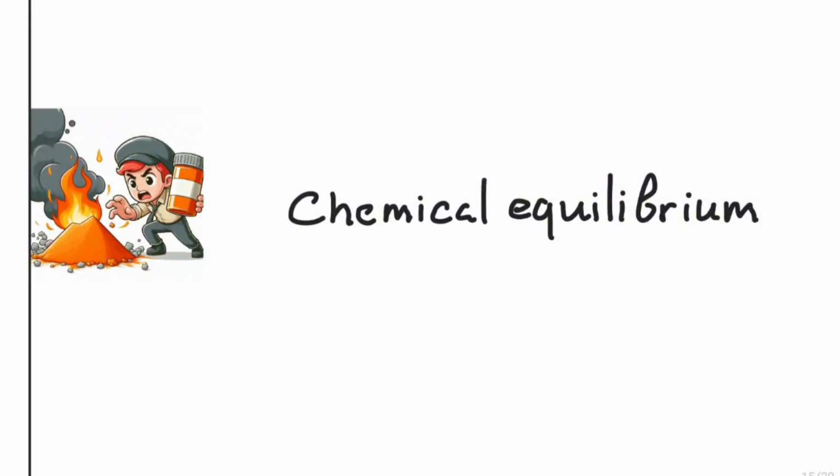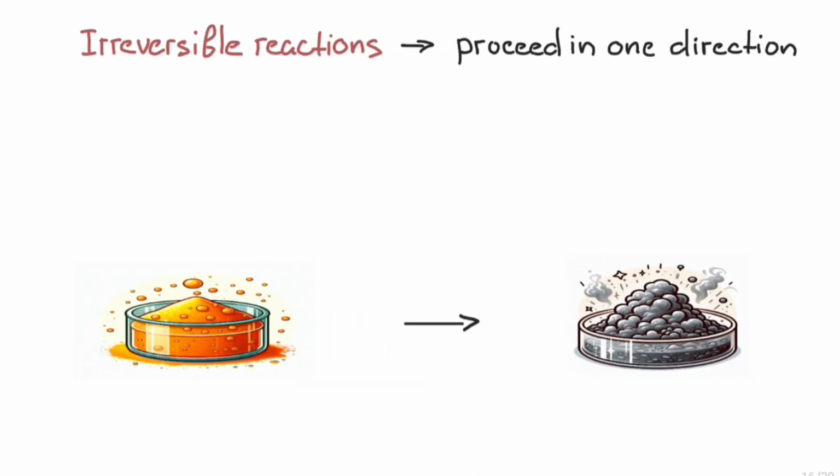Today we'll discuss the topic of chemical equilibrium. We will start with the irreversible reaction. Irreversible processes are those that only proceed in one direction. So we will show you an example of the irreversible process.